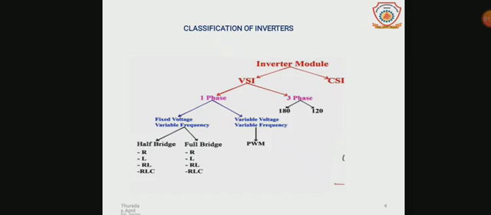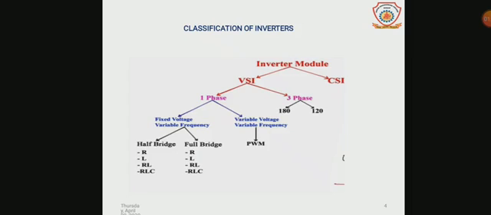This is a classification of inverters. The inverters are mainly classified into two categories. First one is voltage source inverter, that is VSI, and second one is current source inverter, that is CSI. The voltage source inverters are again sub-classified into two categories. First one is single phase inverter and second one is three phase inverter.